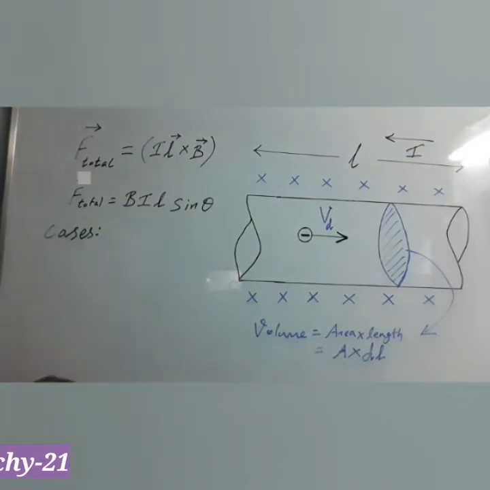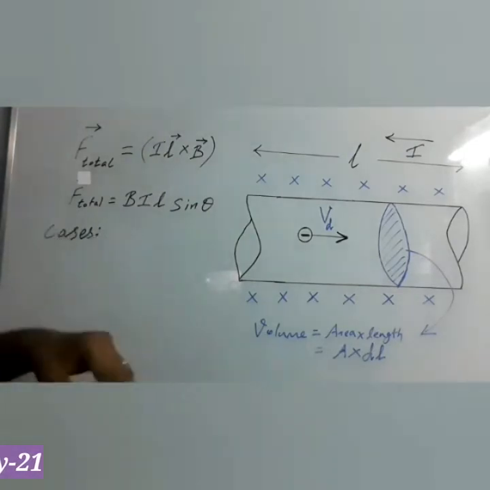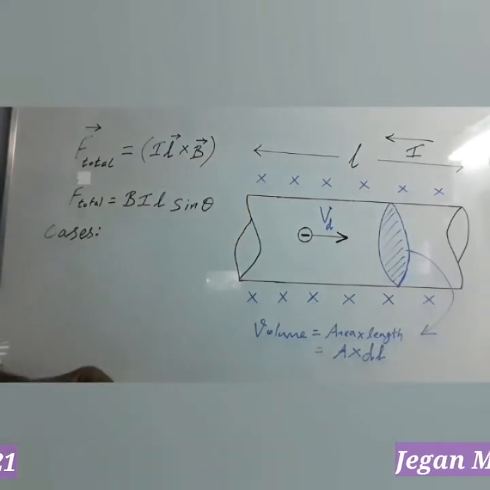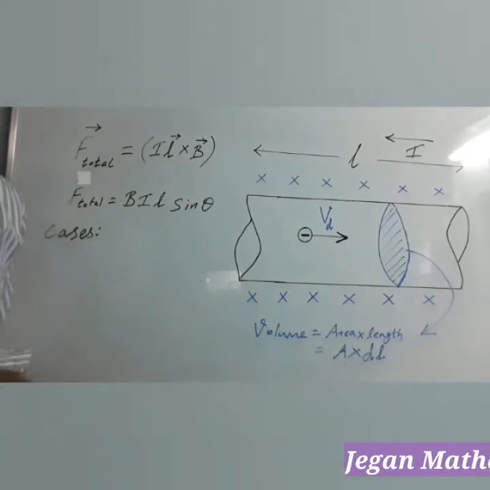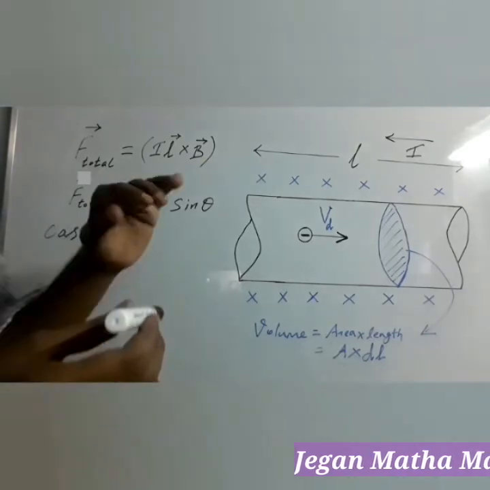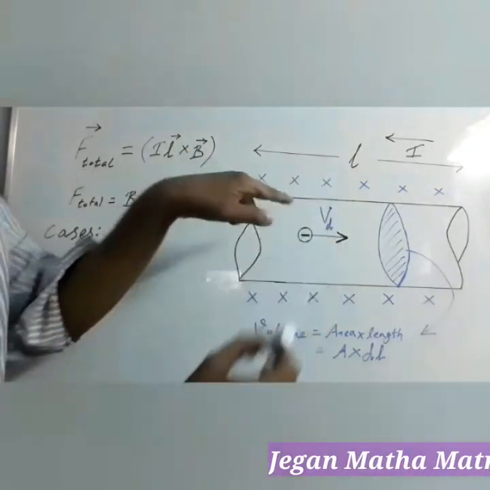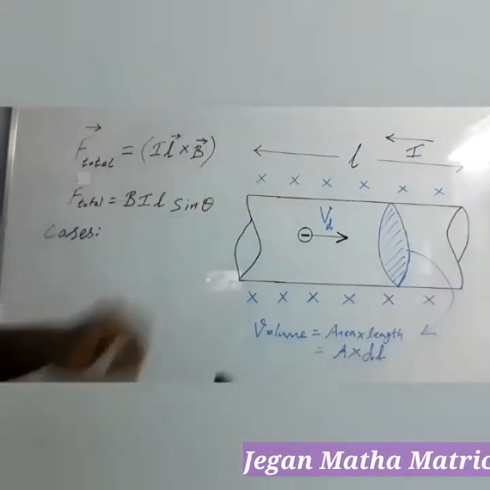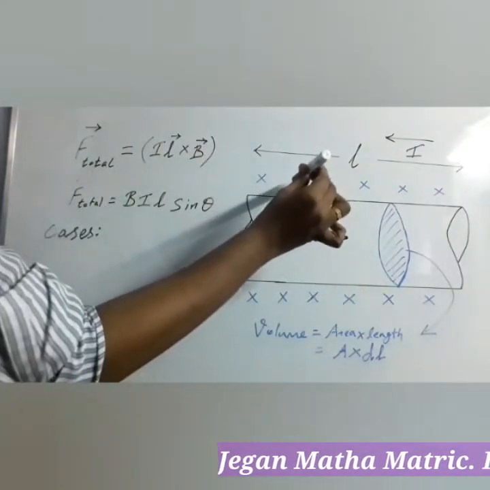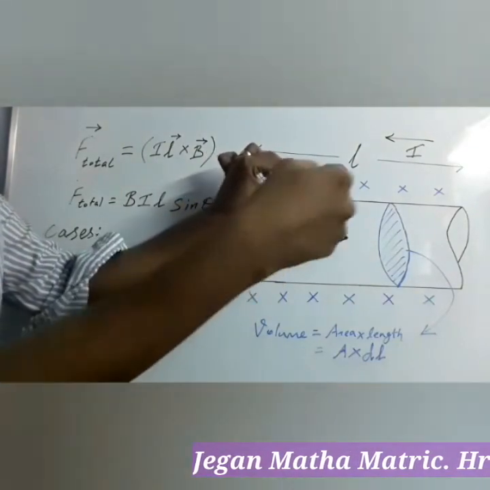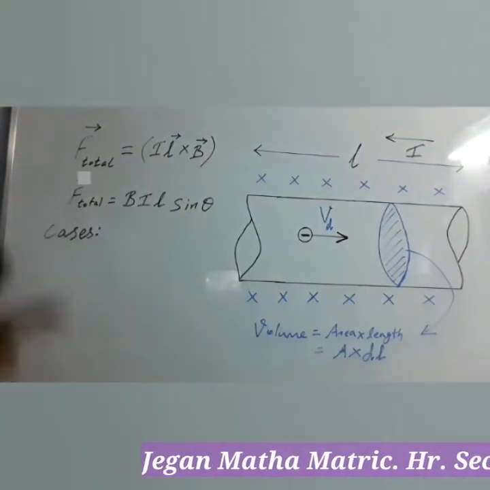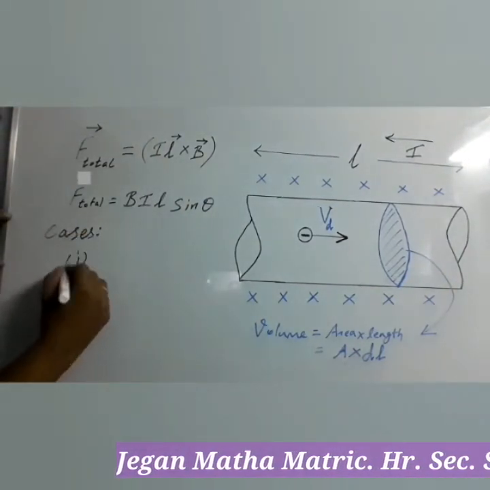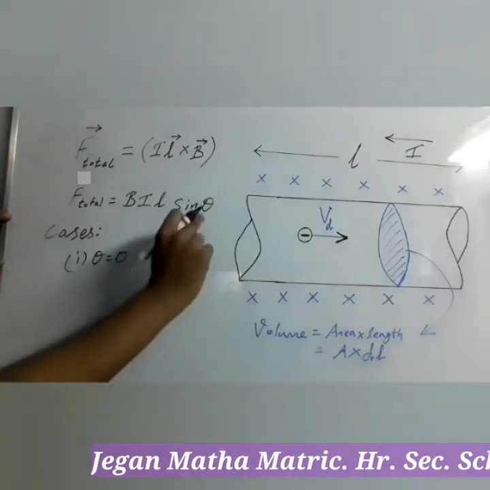Here there are two cases to find the condition for the maximum magnetic force and minimum magnetic force. In the first case, I am going to place the conductor in the direction of the magnetic field. So now I am going to place the current carrying conductor in the same direction of the magnetic field. I have told already the magnetic field acts inwards. So the conductor is also placed in the same direction like this. So what is the angle between the magnetic field and the current carrying conductor? That angle is equal to 0. So in this case, theta is equal to 0. So that value can be substituted there.